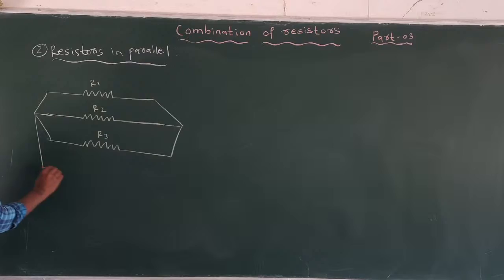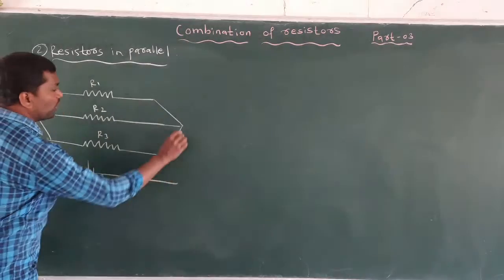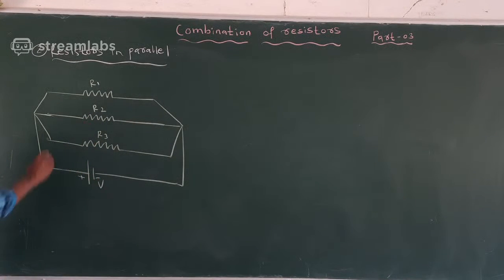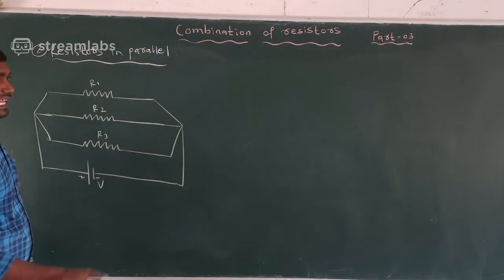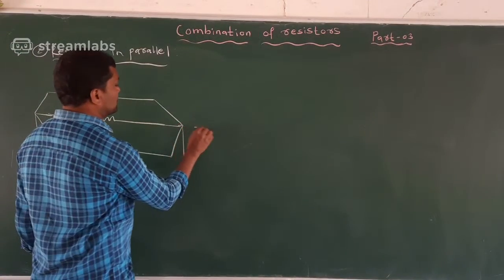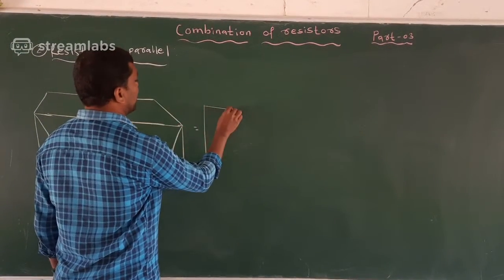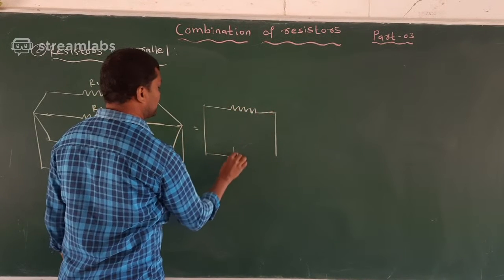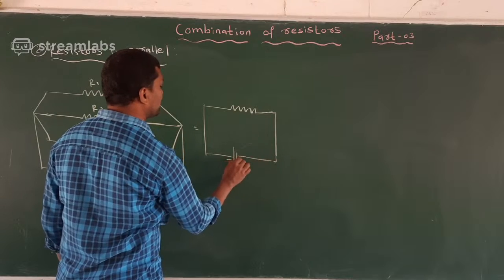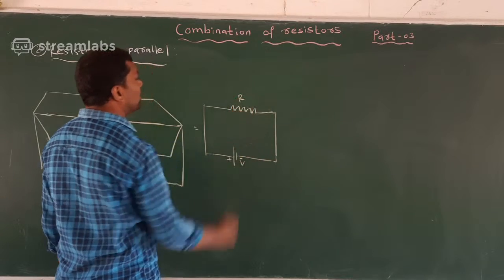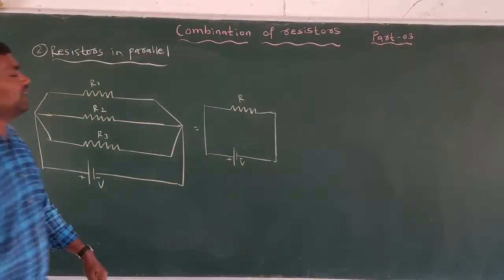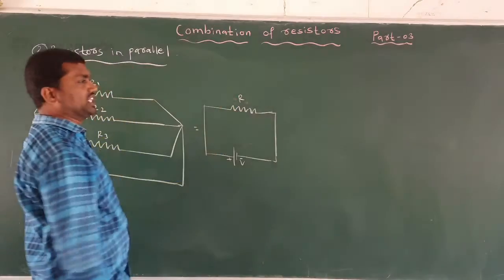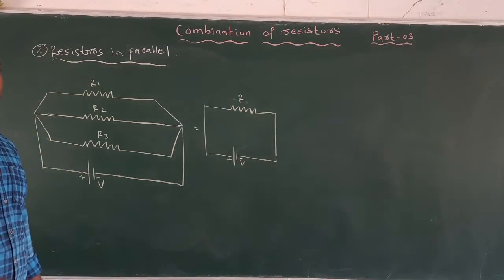Then these three resistors are connected with a voltage source. The voltage source is represented by V. So now we can calculate the effective resistance. This is the effective resistance diagram. It will also be connected to a voltage source represented by V. It is called R, where R is called RP. RP means parallel combination of resistance, and RS means series combination of resistance.